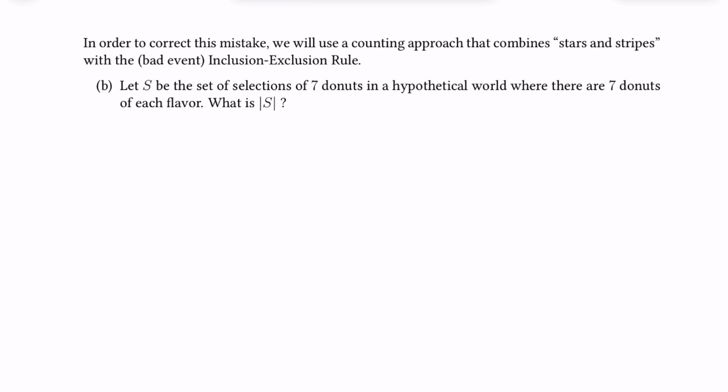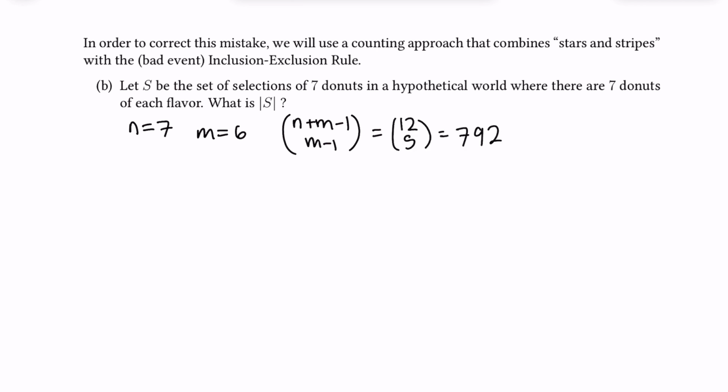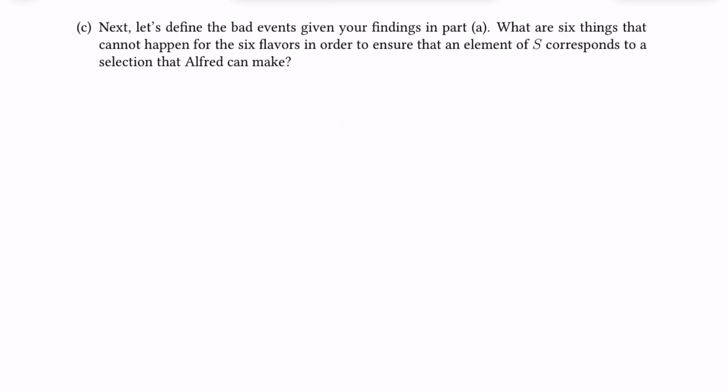So in this case, the last proof was actually correct. We have n equals 7, meaning we have those 7 donuts we're trying to give away, and m equals 6. We have 6 flavors, and we know that for n indistinguishable balls and m distinguishable bins, the total number of arrangements is n plus m minus 1 choose m minus 1, which gives us 12 choose 5, that number we had before, 792 possible selections. So now we're going to subtract out all the bad events that can't happen from S.